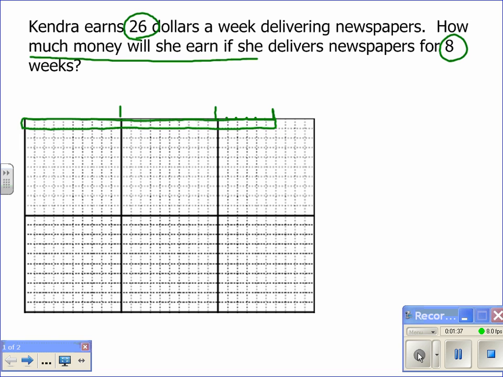But Kendra's working hard. She's working for 8 weeks. So that $26, we now need to think of 8 times. If I made 8 rows of 26, it'll show me how much she makes in the 8 weeks. So instead of 1 row, we need 8 rows. So I'm still going to go 26 across, 1, 2, 3, 4, 5, 6, because that's how much she earns in 1 week. But she's working really hard. She's working for 8 weeks. So I'm going to make 8 rows of 26. So 1, 2, 3, 4, 5, 6, 7, 8.